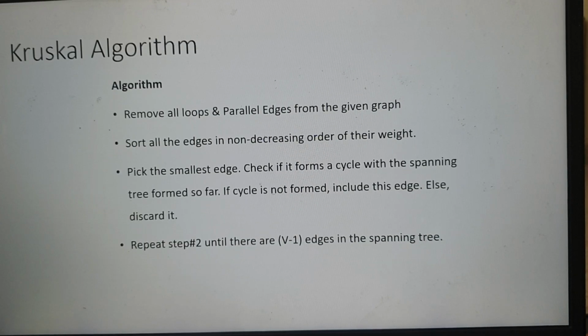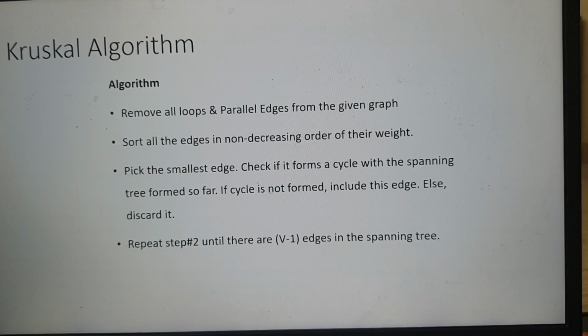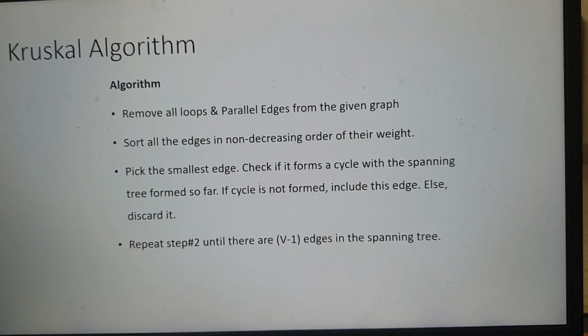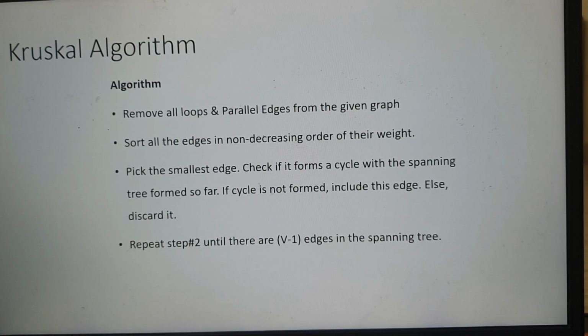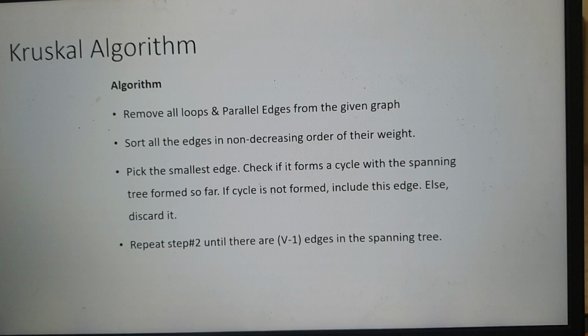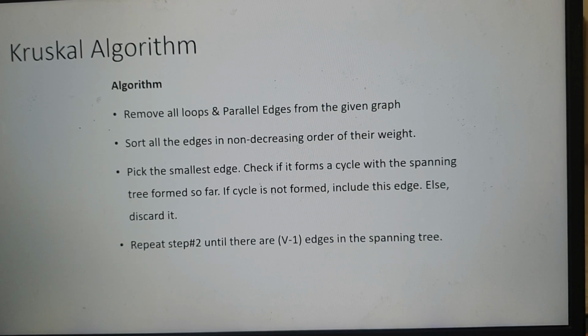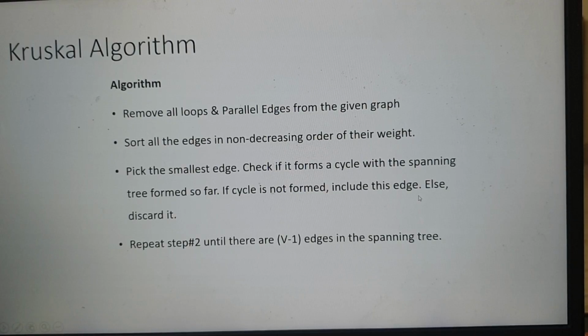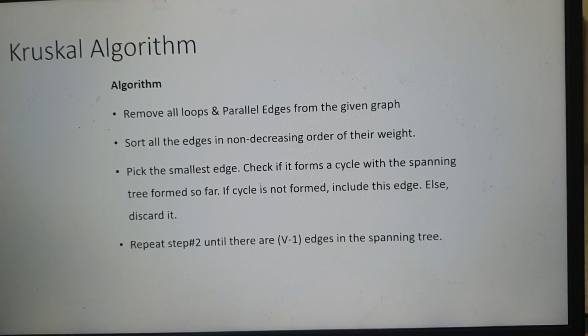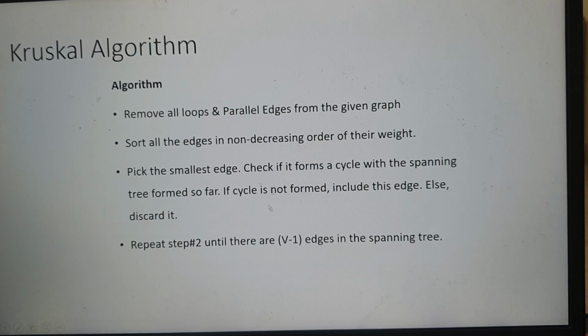Now I will show the general simple algorithm for this. You can see here. First, remove all the loops and parallel edges from the given graph. That is point number 1. Point number 2 is to sort all the edges in non-decreasing, that is increasing, order of their weight. Now pick the smallest edge and check whether it forms a cycle with the spanning tree. If it forms a cycle, just remove or omit it. In parallel you need to check whether you have touched all the vertices or not. This step 2 will be repeated until you find V minus 1 edges. For example, if 10 vertices are there, you need to find 9 edges.